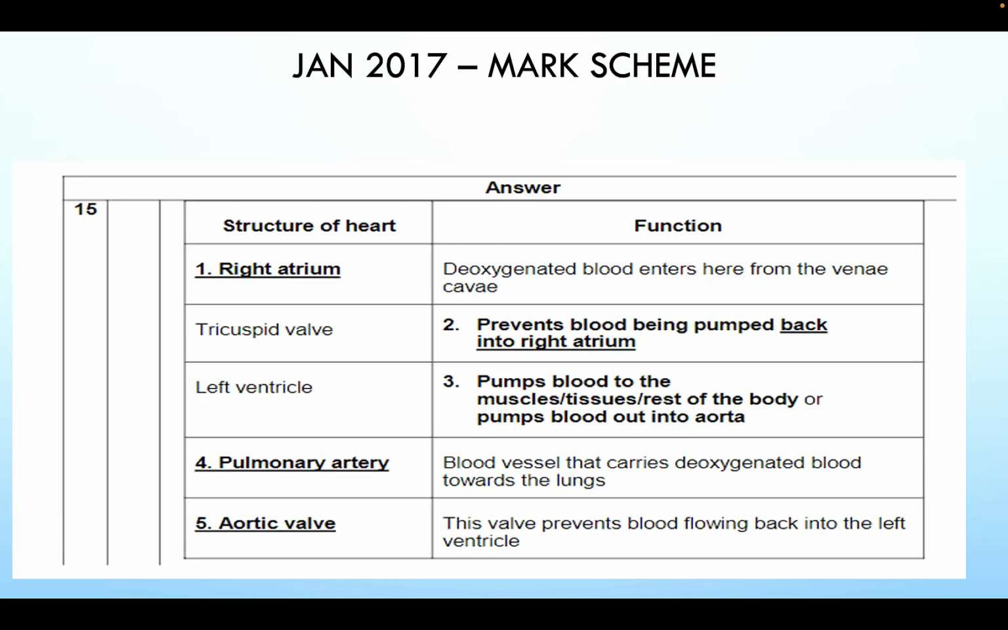Here's the mark scheme for this question. So if we look at the right atrium, its function is that deoxygenated blood enters here from the vena cava. The tricuspid valve prevents blood from being pumped back into the right atrium. The left ventricle pumps blood to the muscles, tissues, and rest of the body, or pumps blood out of the aorta. And the pulmonary artery is the blood vessel that carries deoxygenated blood towards the lungs.